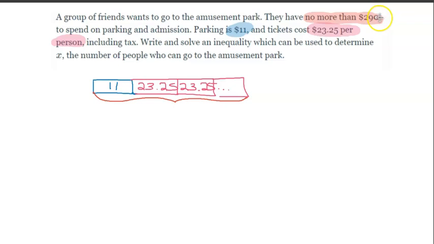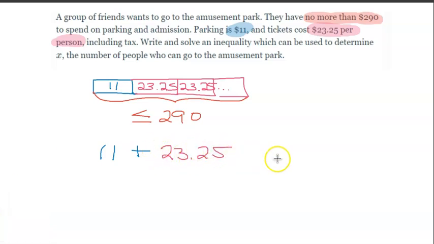cannot be more than 290. Well, it can be exactly 290, but it also can be less than 290. So this is going to be a less than or equal to equation, or inequality, excuse me. So we're going to set this up as 11 plus $23.25 times, let's call it P because people, and that is less than or equal to 290.